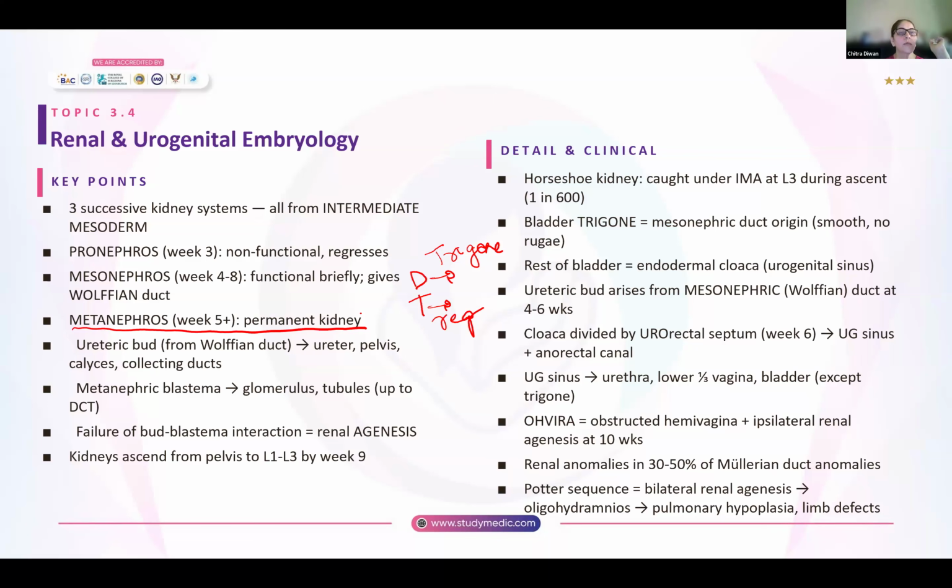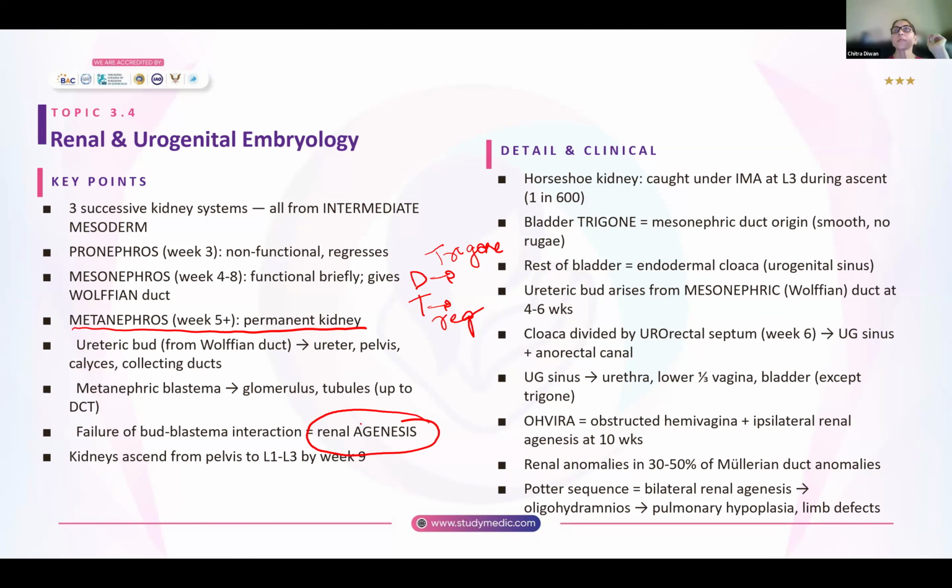Now, if there is failure of formation of the ureteric bud, or this ureteric bud doesn't connect with the metanephric blastema, you will get what is called renal agenesis. That means the kidneys fail to develop. The earliest time when filtration occurs is at about 10 weeks of gestation.